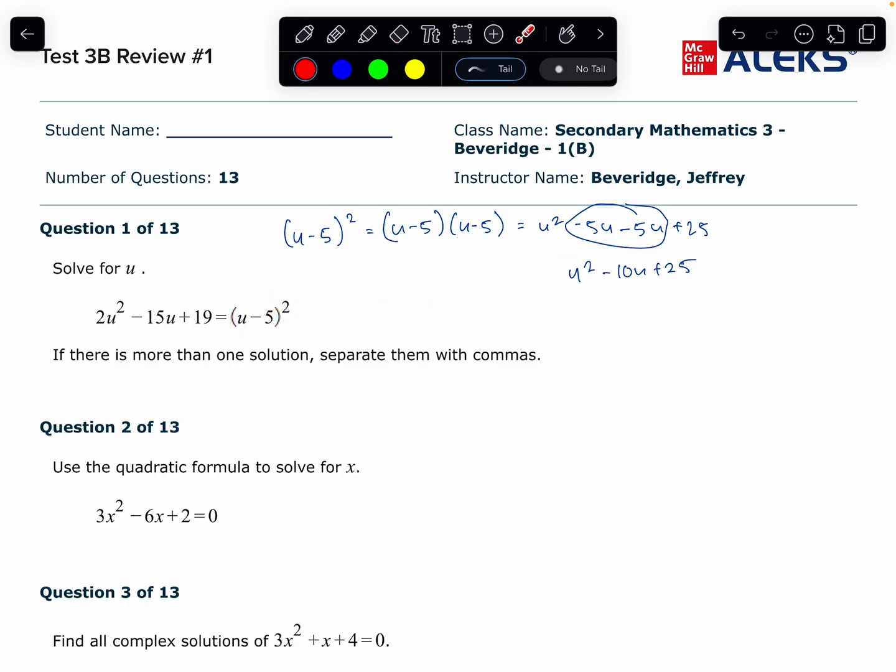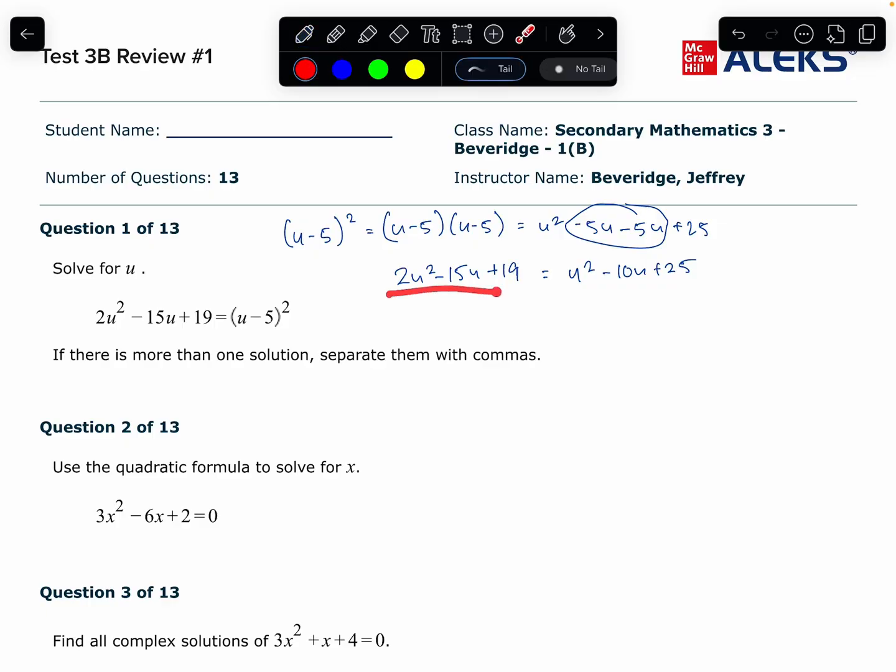So on the left hand side I have 2u squared minus 15u and then plus 19.